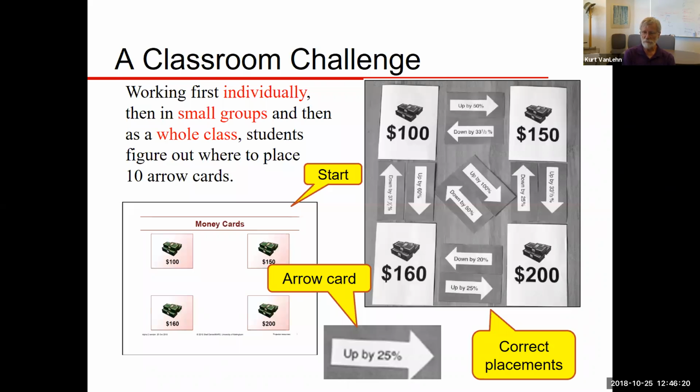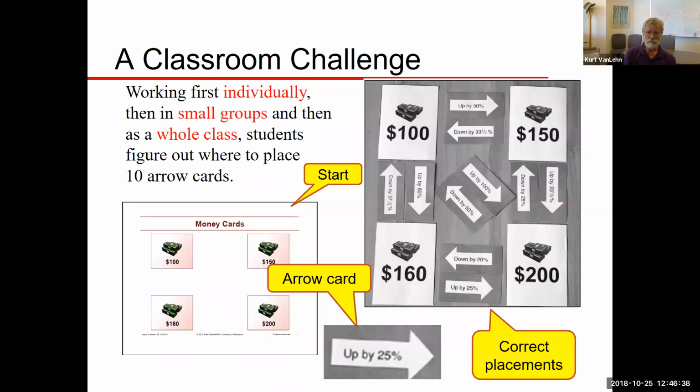It says up by 25%. And their job is to arrange the arrow cards so that they represent the mathematical relationship between the money cards. And you see at the upper right there the correct placement of these cards. But of course, they don't know that.